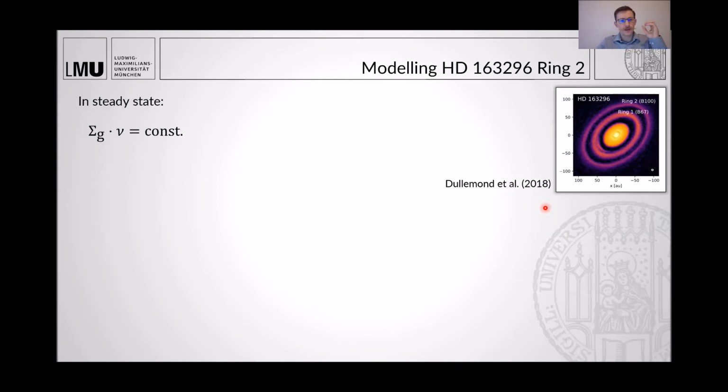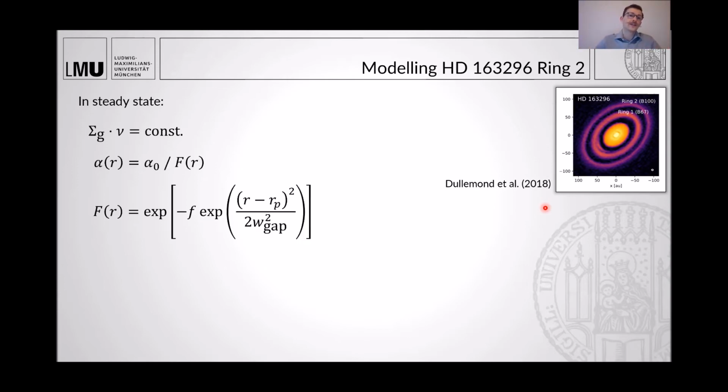If we say in steady state, the gas surface density times the viscosity is a constant. So if we want to have a feature in the gas without having to impose complicated stuff like a planet, we can just change the viscosity. And we do it here.